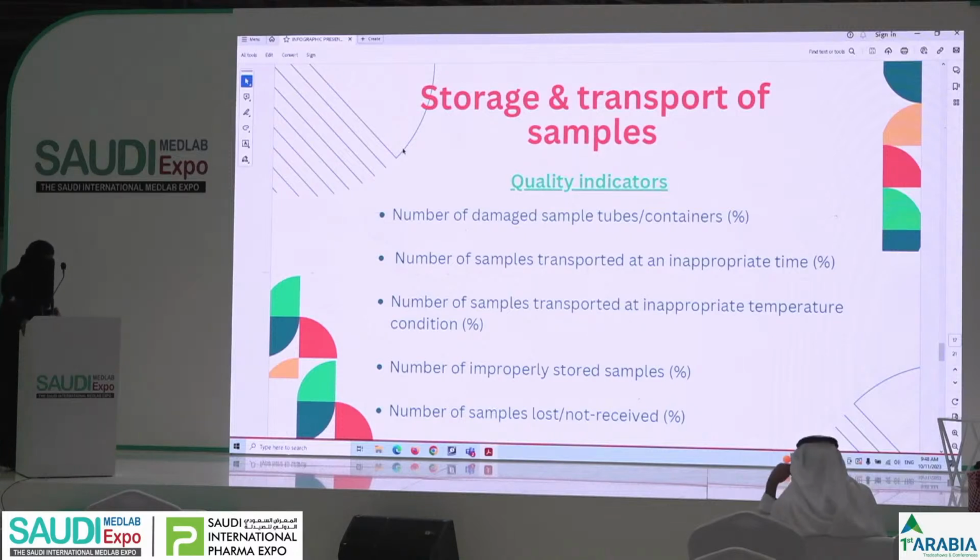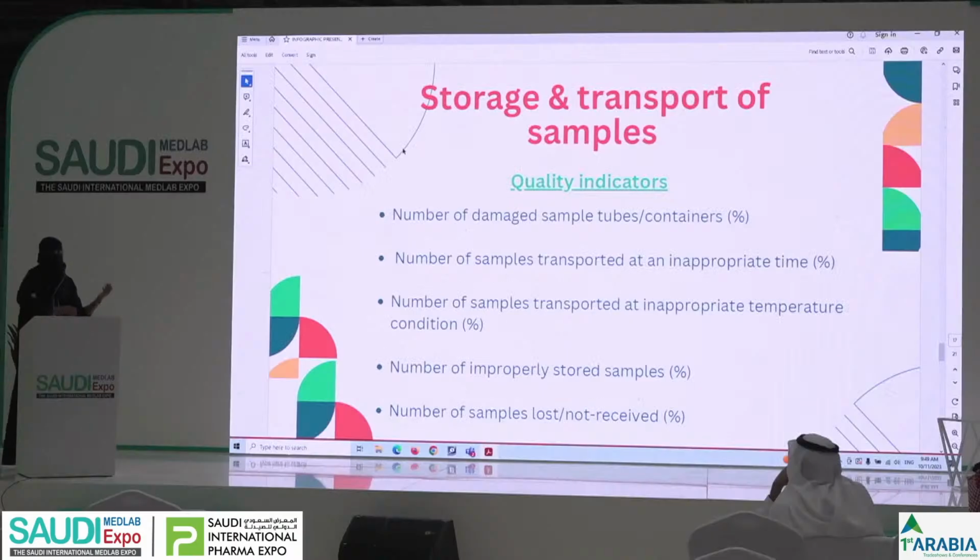Number of improperly stored samples. Sometimes we need to receive the sample in the lab on ice. That will keep the sample in a state to release an appropriate result. For example, samples received by chemistry for blood gases. If we receive them at room temperature, that would affect the accuracy of the result. So we need to count the sample as an inappropriately stored sample.